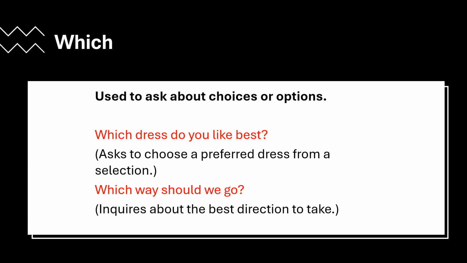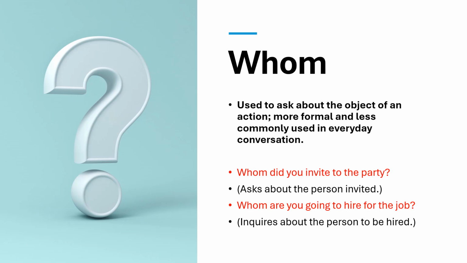Which? It is used to ask about choices or options. For example, which dress do you like the best? Which way should we go? Whom. It is used to ask about the object of an action, more formal and less commonly used in everyday conversations. Whom did you invite to the party? Whom are you going to hire for the job?